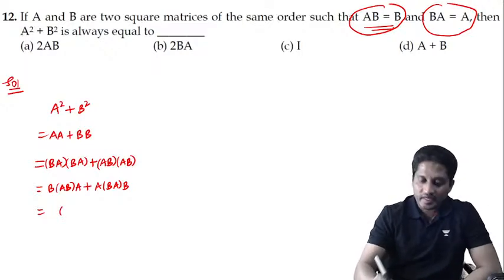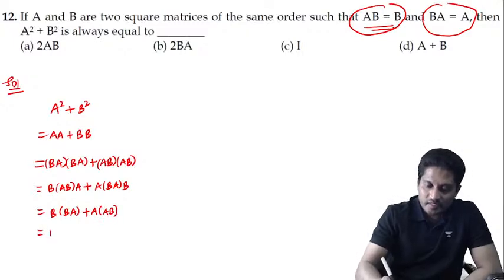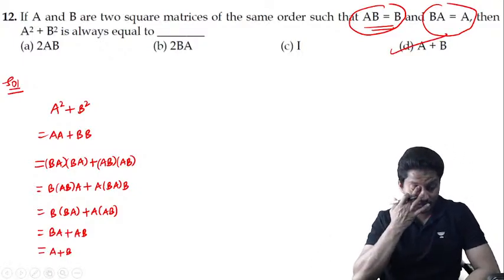AB is same as B, according to the question. Plus A into BA is same as A. So A will be there. And then B is same as AB, again B I'll keep as it is. BA is equal to A, and then AB is equal to B. Again BA is equal to A, and AB is equal to B. A square plus B square is A plus B. Answer is option D.